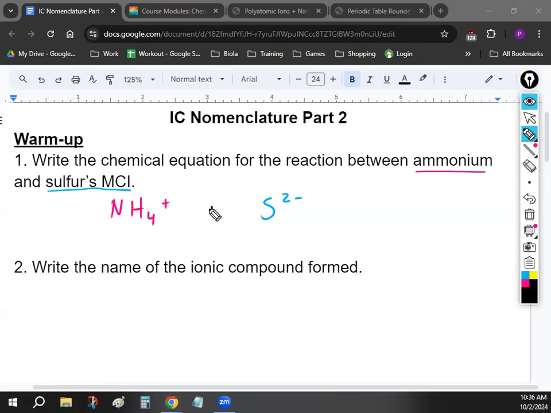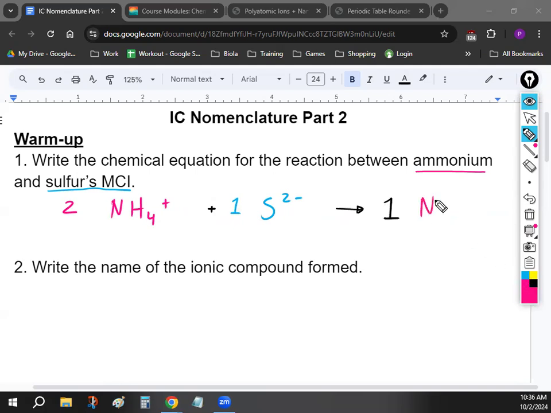All right, so we're going to be writing the equation. So we have to write the plus sign and the arrow. Okay, but let's start off by balancing out the positive and the negative ion. So hopefully you can see you're going to need 2 ammoniums to balance out the 1 sulfur. Okay, and that way you get 2 positive ones to balance out the -2. It's going to make 1 compound.